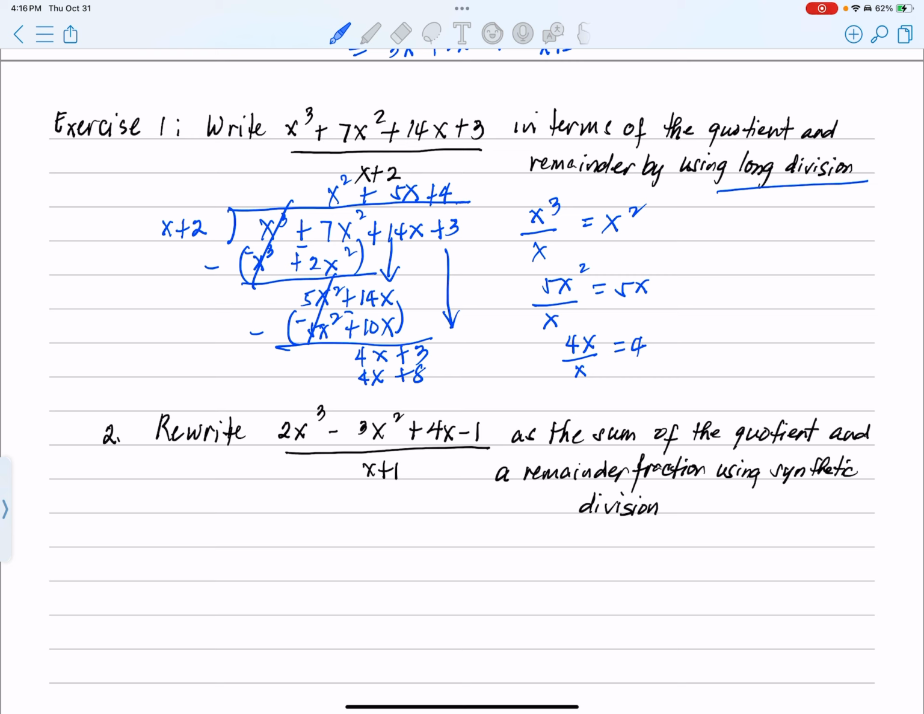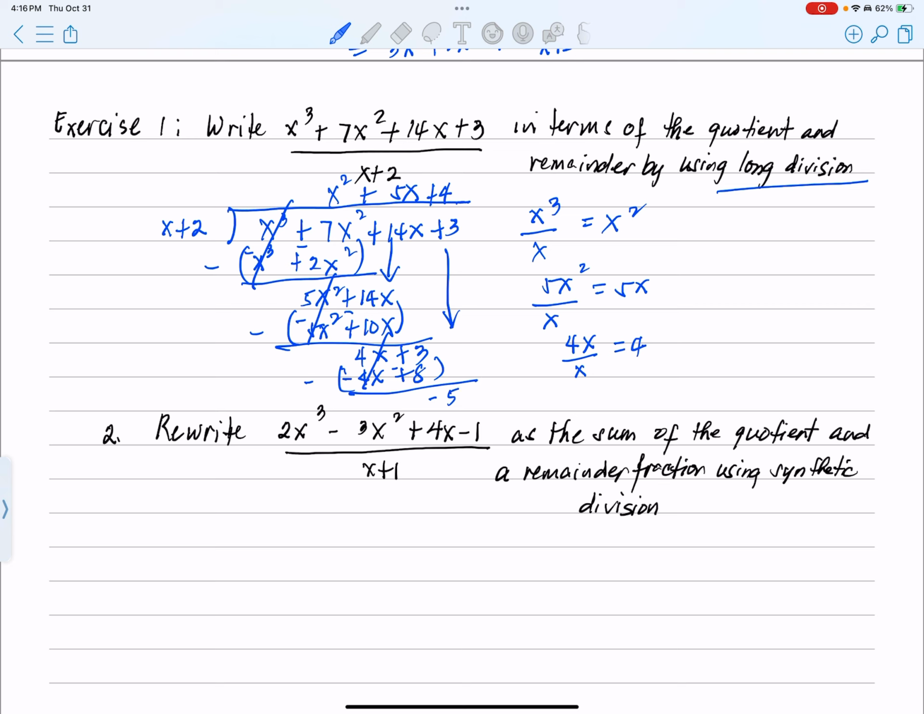I'm checking. All right. So do subtraction. Change the sign. Cancel. 3 minus 8, that's negative 5. So our remainder is negative 5.